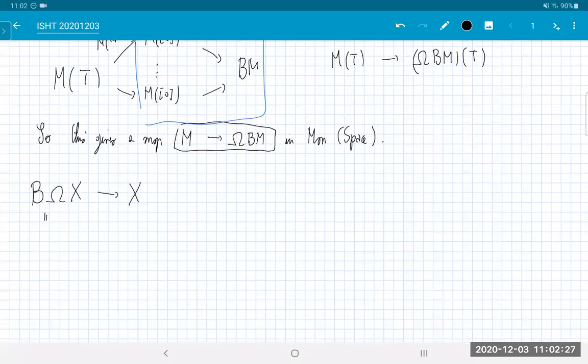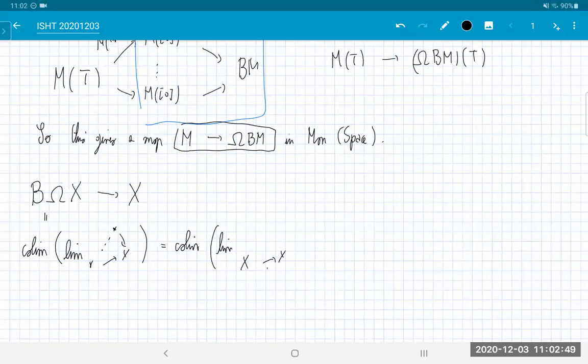So remember, this is just the colimit of the limit of diagrams like this. This is B omega X. But we can write it as the colimit of the limits of diagrams like this, where I put the identities here instead, and that's just X. Sorry, it's not equal, it receives a map. Because there is always, for example, in the case.